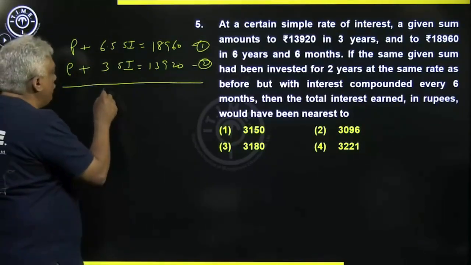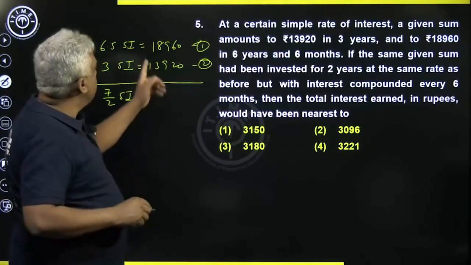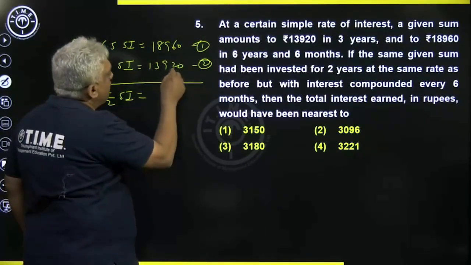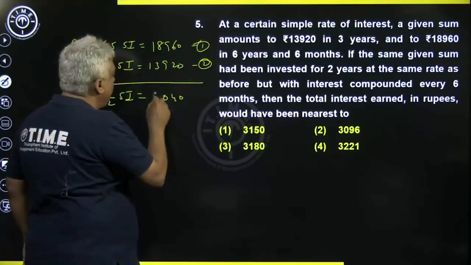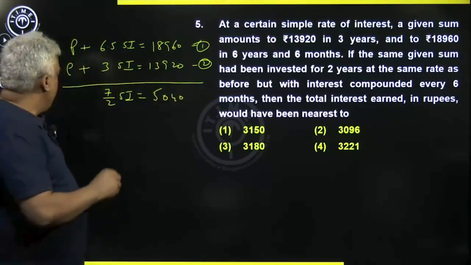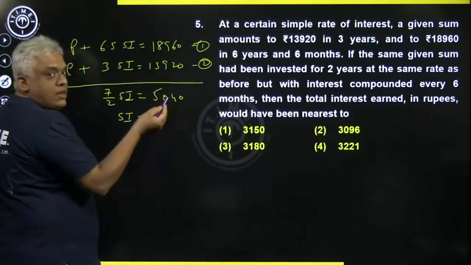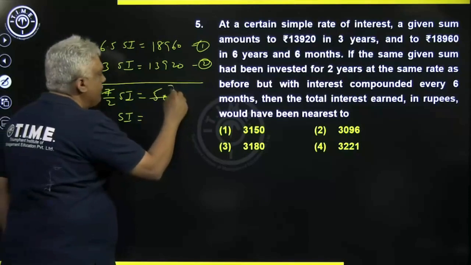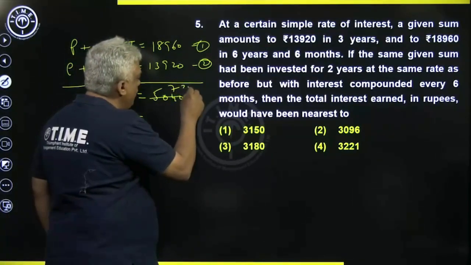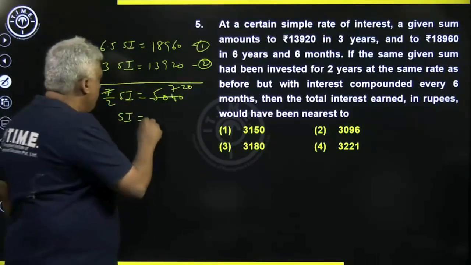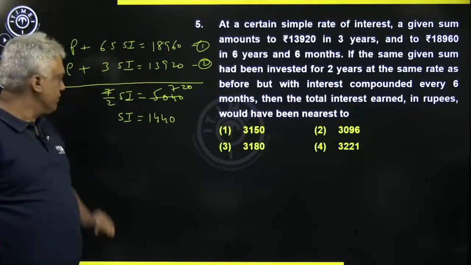So 6.5 SI minus 3 SI is 3.5 SI. 3.5 is 7 by 2. So it's 7 by 2 times SI, and that is equal to 18,960 minus 13,920, which is 5,040. Now I can cancel by 7. 7 7s are 49, 7 2s are 14, so 720 into 2. So this is 1440. 1440 is the interest for 1 year.